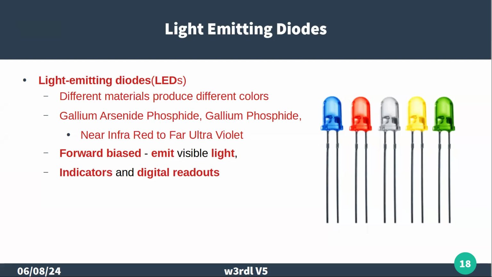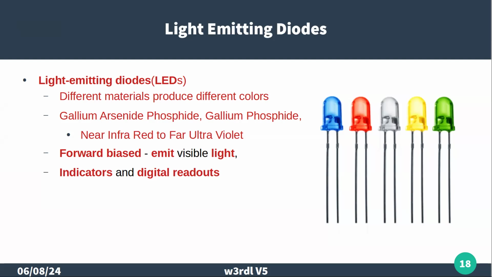When they discovered that, they also discovered that they could use different materials other than silicon or germanium. They use things like gallium arsenide phosphide and gallium phosphide and some other things on top of that to enhance it, and create different colors. So that's how you get all these different colored LEDs.